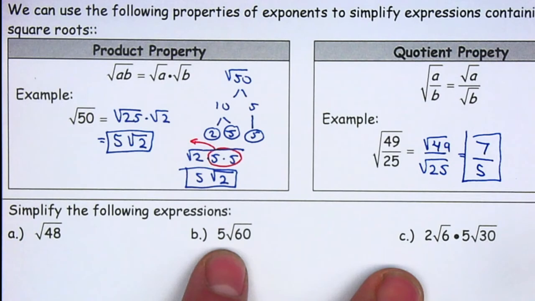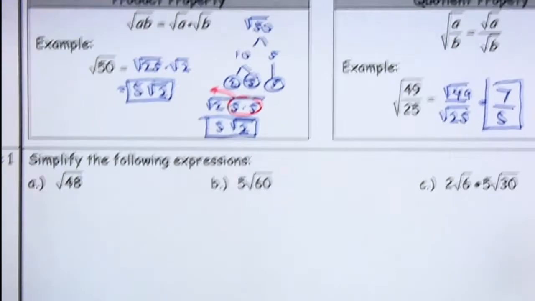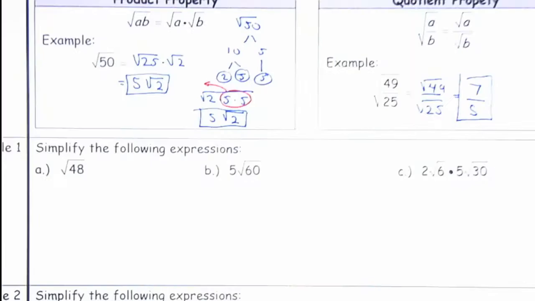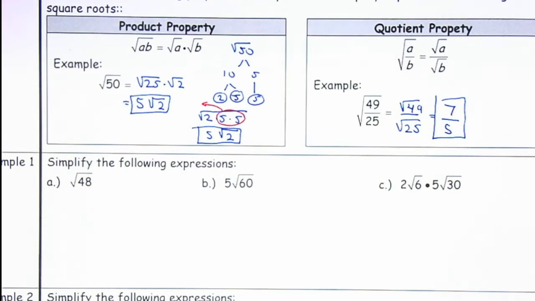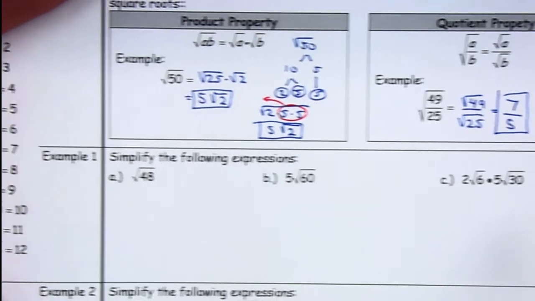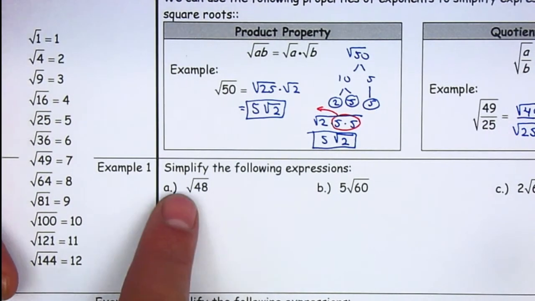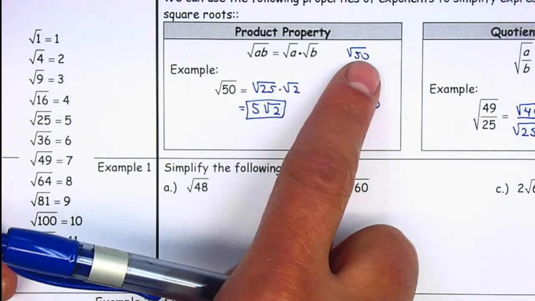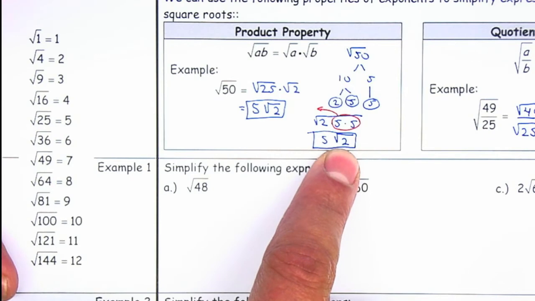So we're going to be using those properties to simplify the following expressions. And then we're going to be using the same properties to simplify the solution once we solve an equation. So let's try example 1. You can do it two ways. So if you want, you can try doing the factor tree.